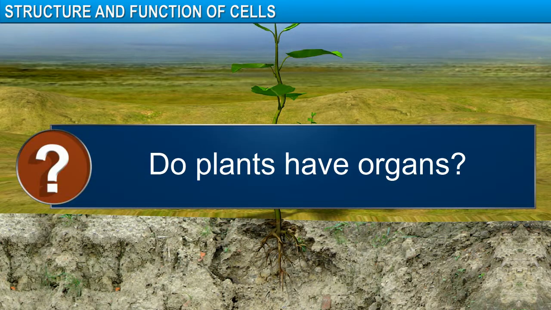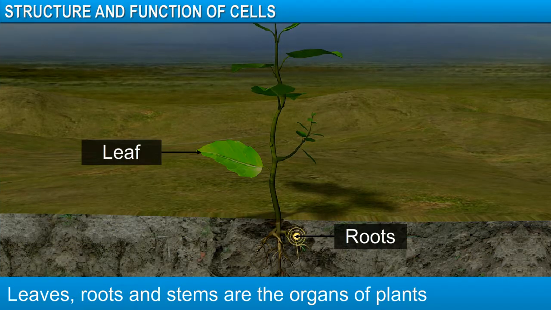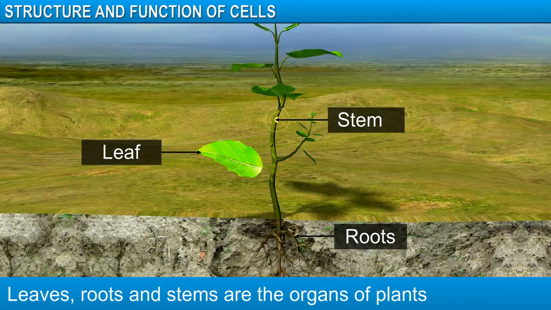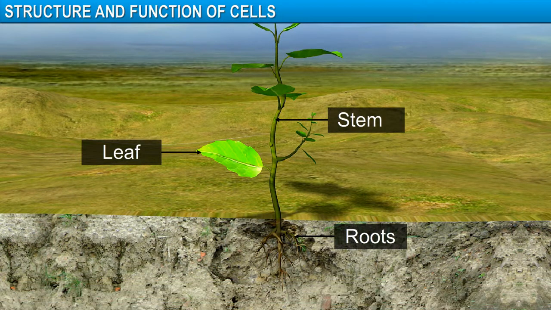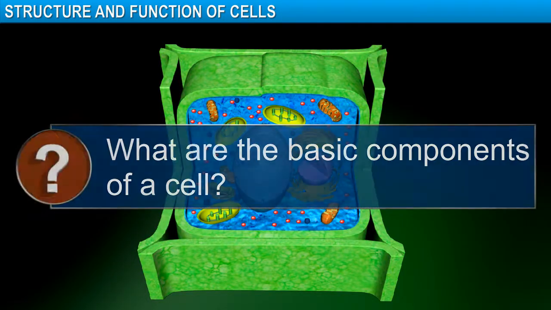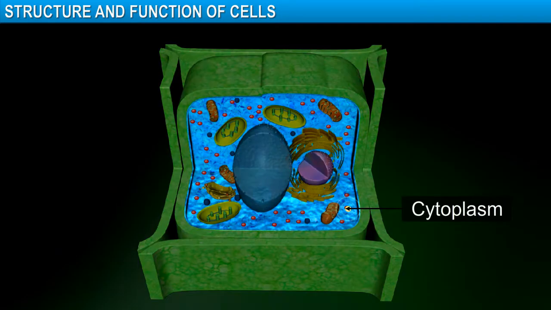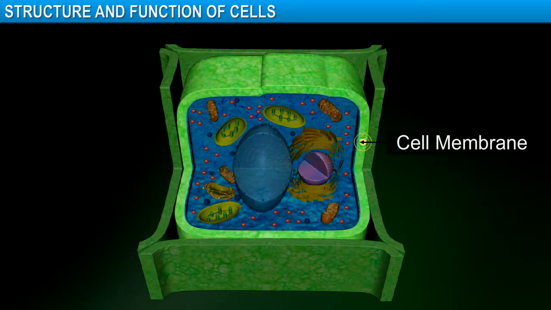Do plants have organs? Leaves, roots, and stems are the organs of plants. Like animal tissues, these are also made of tiny units of cells. What are the basic components of a cell? The basic components of a cell are cytoplasm, cell membrane, and nucleus.